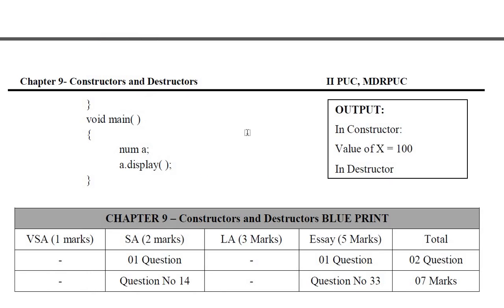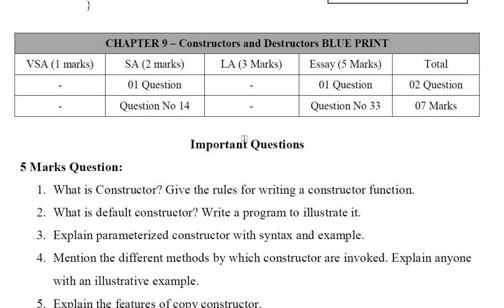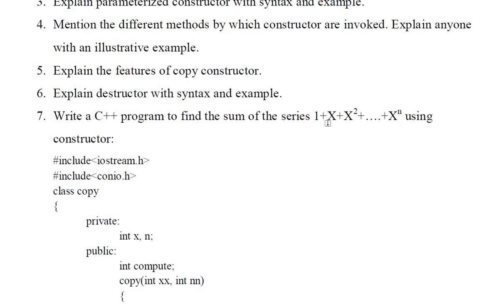So this is about the constructor and destructor chapter. This is the 9th chapter. In the examination we will get 2 questions in total from this chapter. One 2 marks question at serial number 14 and one 5 marks question at serial number 33. So in total we will get 7 marks from this chapter.